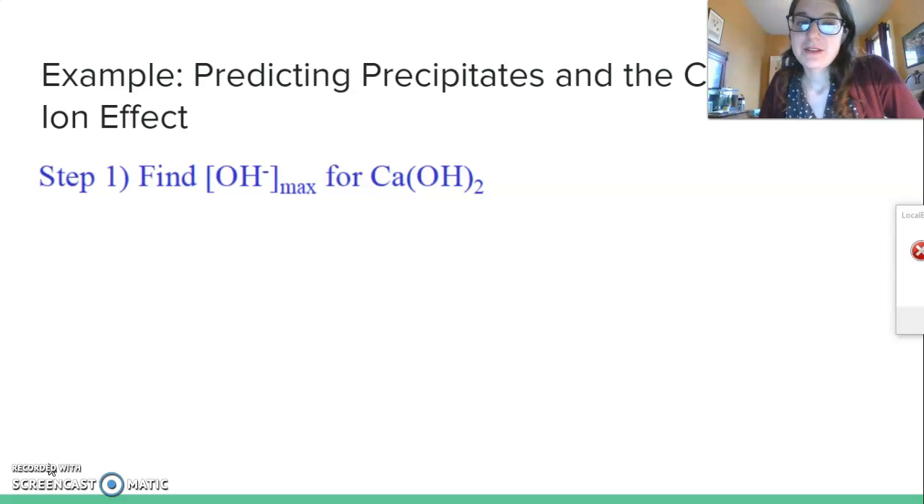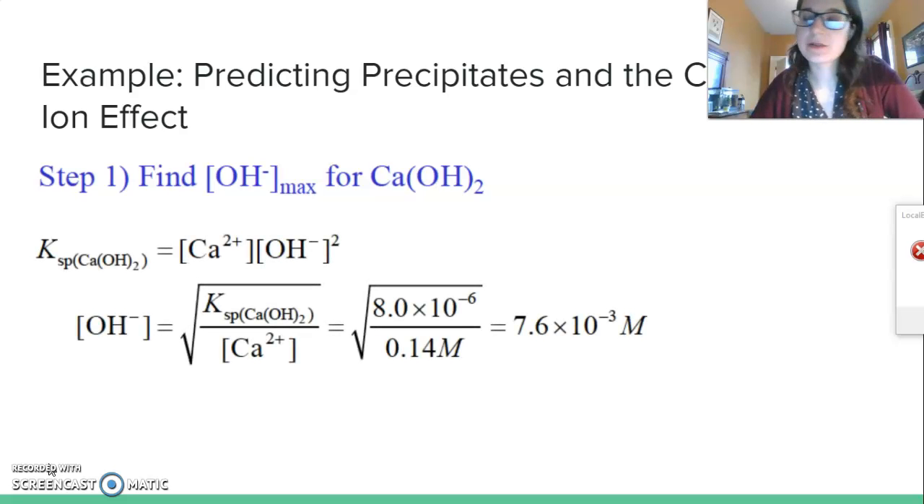So for calcium hydroxide, we have to find the maximum concentration of OH that it can hold. And we're going to find this using the KSP value. So remember, the KSP is equal to the concentration of calcium times the concentration of hydroxide squared. So the concentration of hydroxide is going to be equal to the square root of the KSP divided by the concentration of calcium 2 plus ions. We know the concentration of calcium 2 plus ions based on the molarity that was given in the problem, and we know the KSP because that was given.